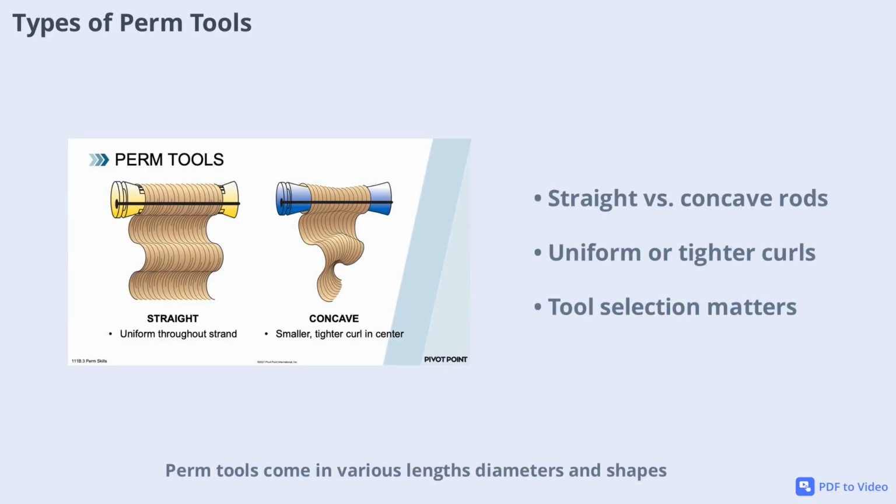Perm tools come in various lengths, diameters, and shapes, but the most common is the perm rod. There are two main types: straight rods, which create uniform curls, and concave rods, which produce tighter curls in the center. Choosing the right tool is essential for achieving the desired curl pattern.